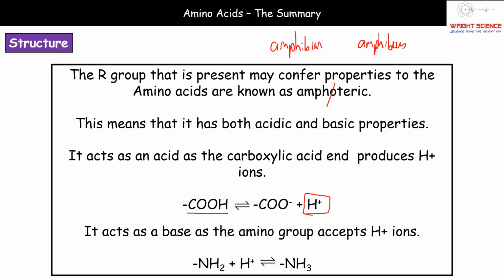It can act as a base because on the other side of our molecule we've got that amino group, the NH2, and that one is capable of accepting these hydrogen ions. So we start with our NH2 and it can then accept a hydrogen ion or a proton, and therefore we make this NH3 group. So what we find is the two ends of that amino acid behave in opposite ways. One side can donate hydrogen ions, the other side can accept hydrogen ions.